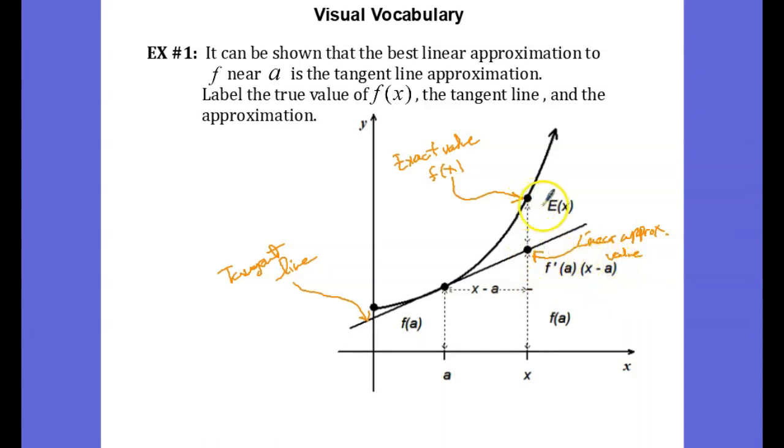And so this is the y value, f prime of a times x minus a. This is f of x, and so we can see our error is actually going to be the vertical difference between those two y values. And so that's going to be f of x minus f prime of a times x minus a. And we are just interested in the absolute value. And so that's what our error is going to be.